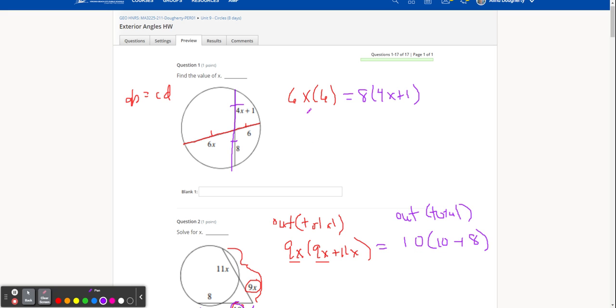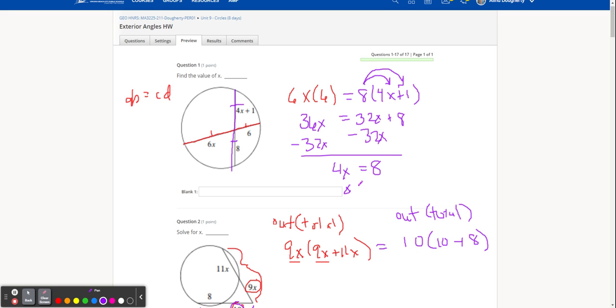What's 6x times 6? 36x. And then you got to distribute here. So it's 8 times 4x, 32x. And then 8 times 1. Minus 32. Minus 32x. 4x. I got 4x. And what's x equal? 2. Did you distribute the 8? Did you get this 8 or did you just bring down the 1?